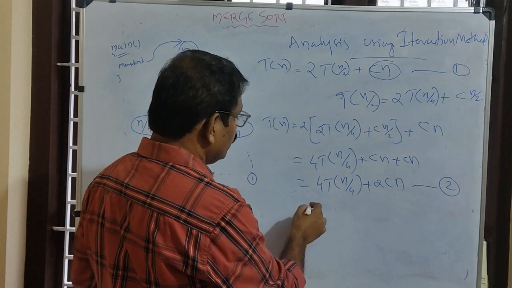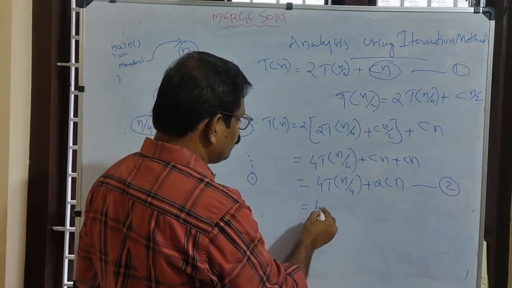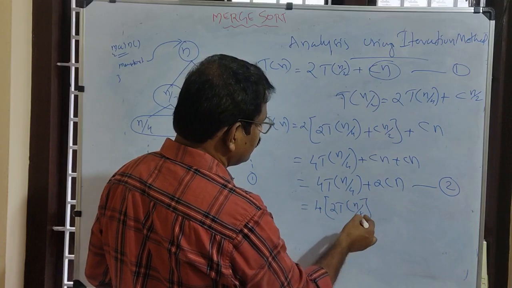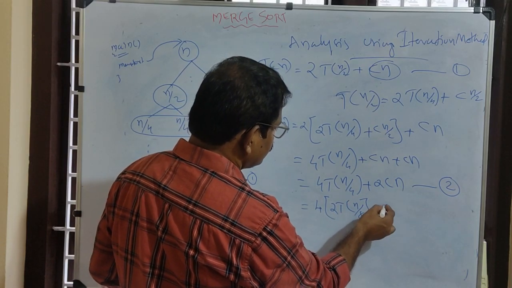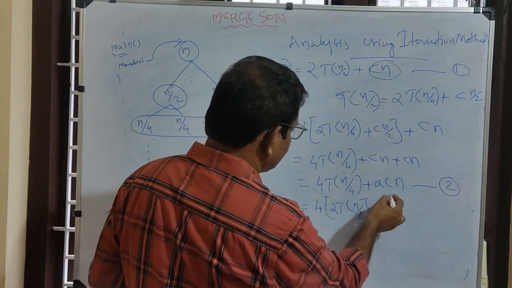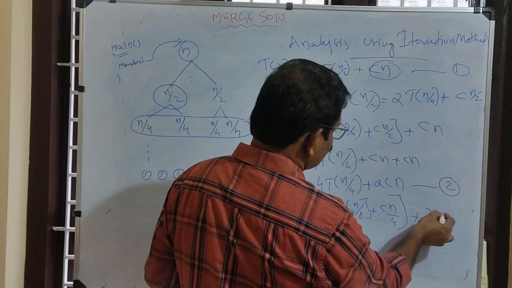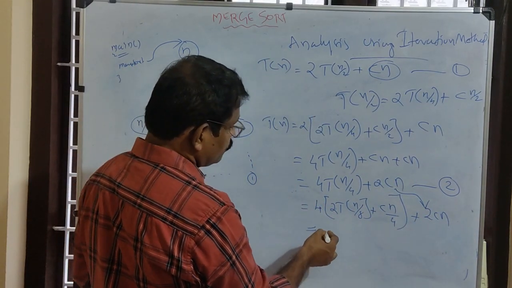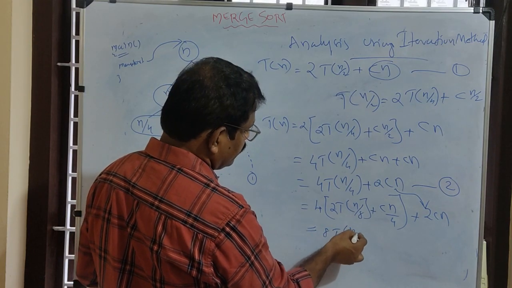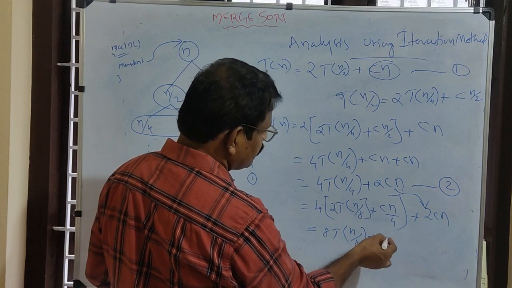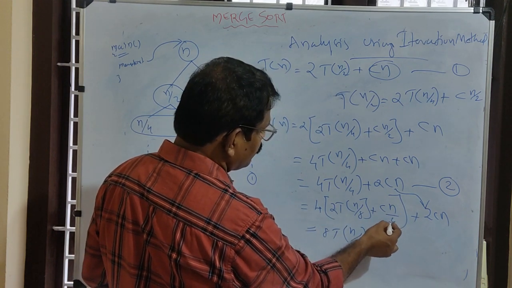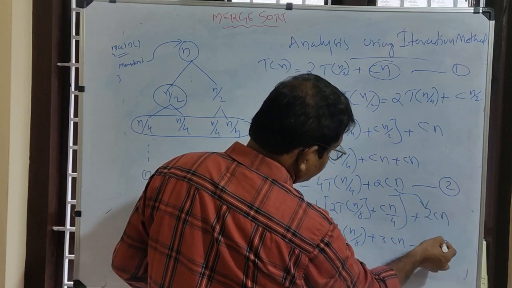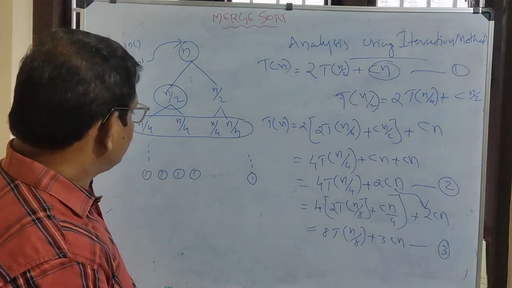Then we try to expand this T(n/4), so it will be 4 into (2T(n/8) plus Cn/4) plus 2Cn. This 2Cn is coming from here. This is equal to 8T(n/8) plus 4 into Cn/4, it is Cn, plus 2Cn, so 3Cn. This will be the third equation.